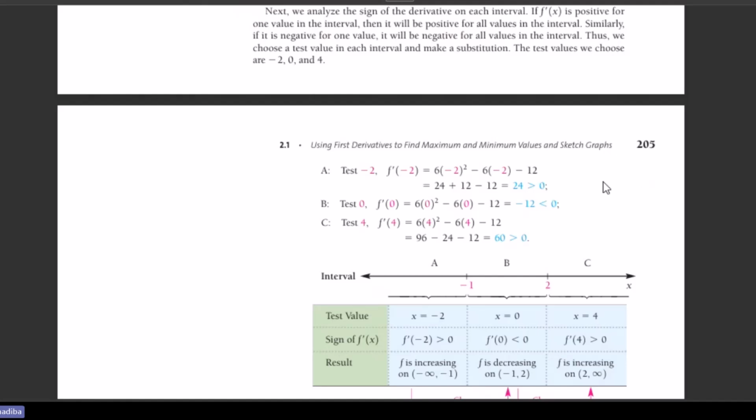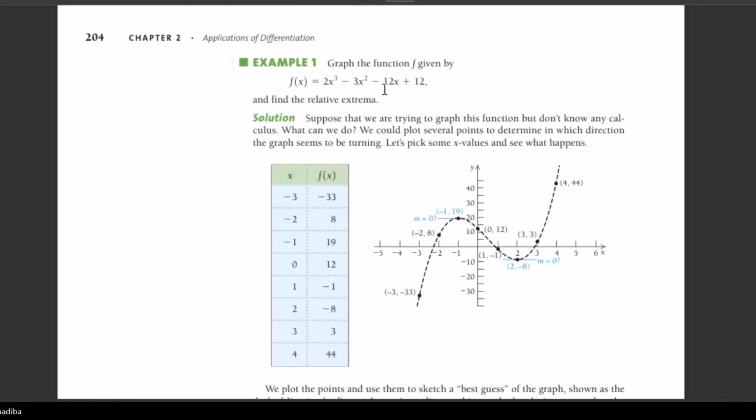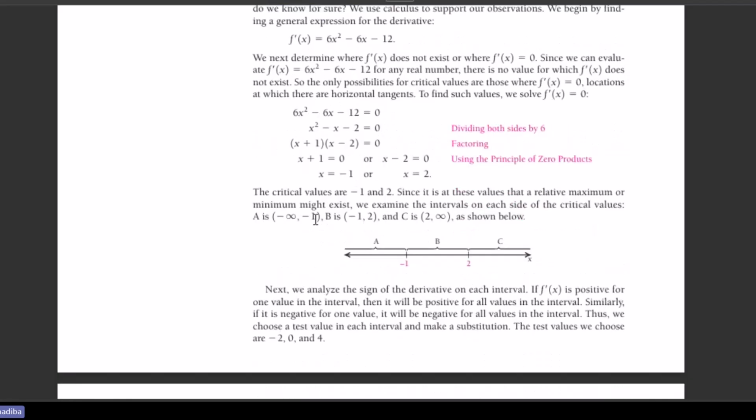Now, these are the critical values that we got. This is the function. Mahabe, I'm just trying to bring you up to speed. From the function, we got the critical values to be -1 and 2. From these critical values, we created the intervals. The intervals that we created are -infinity to -1, the next one is -1 to 2, and the last one is 2 to +infinity.